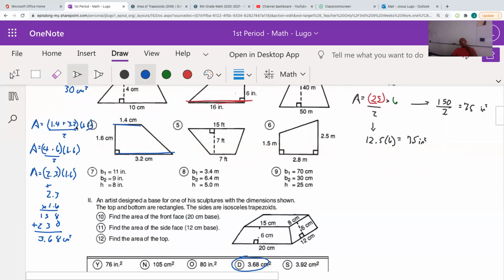Notice again, I added the bases, multiplied by the height and divided by 2, or you add the bases, divide by 2, and then multiply by the height, and we get the same answer.